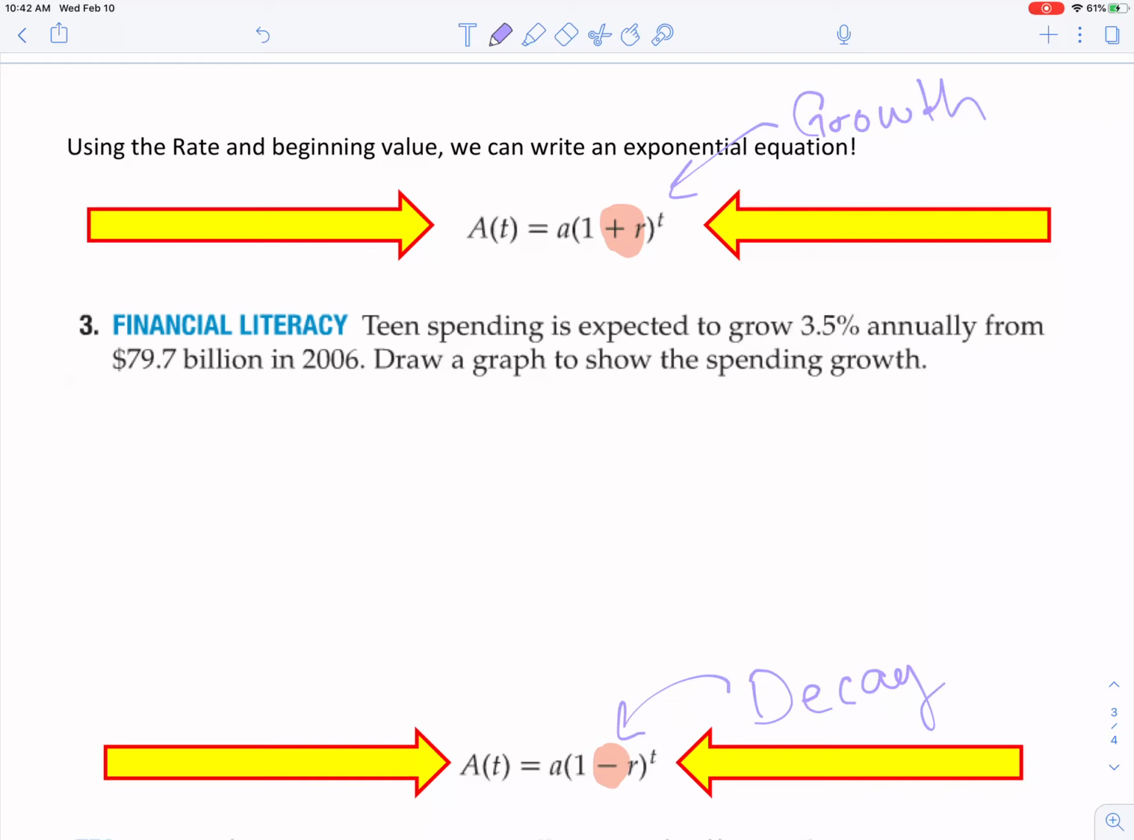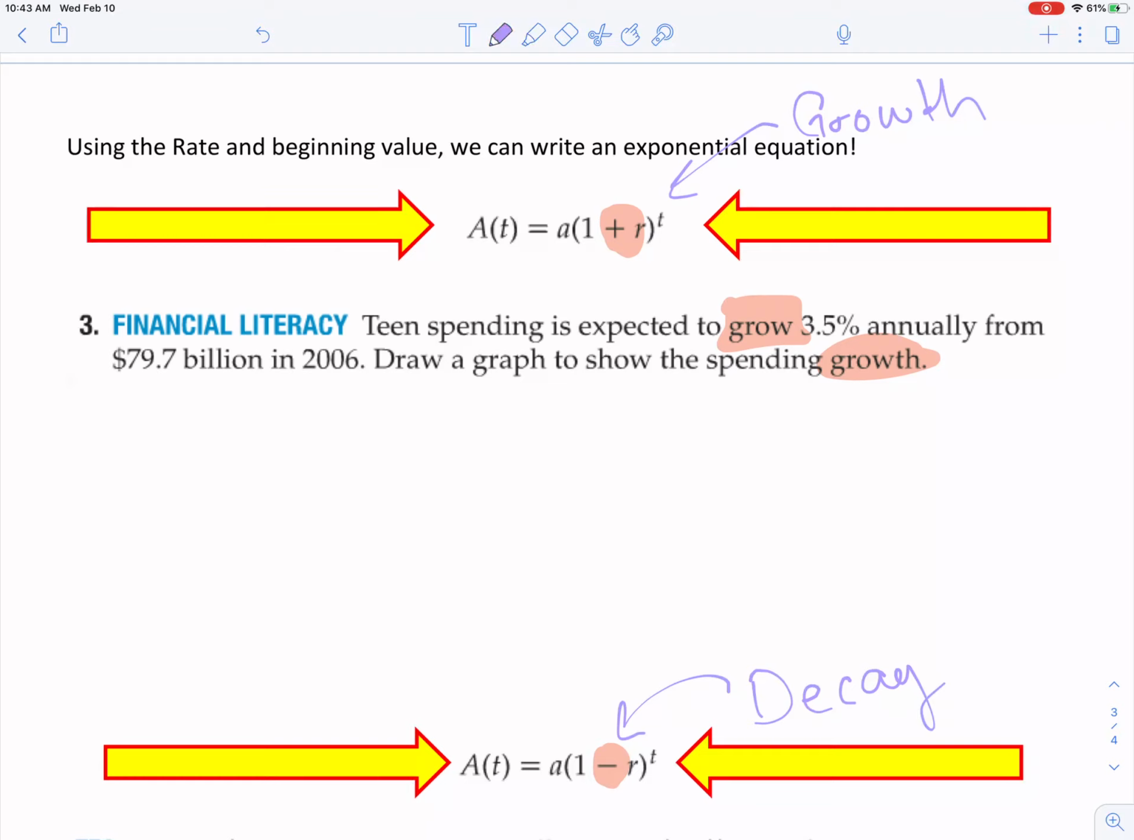They're not always going to tell you specifically if it's a growth or decay problem. You're going to have to read the problem and interpret that yourself. So, on number 3, teen spending is expected to grow 3.5% annually from $79.7 billion in 2006. Draw a graph to show the spending growth. So first things first, is this one growth or decay? Well, they did tell us this time it is growth, but you see this word here, grow? Yeah, that's going to mean growth. I know the directions say graph. We're just going to write the equation.